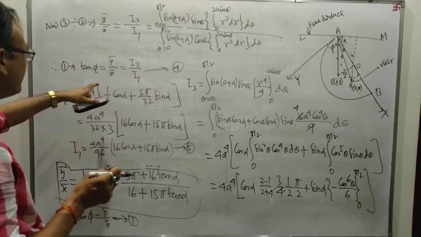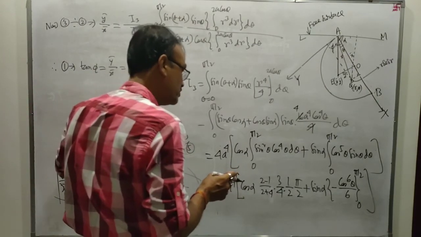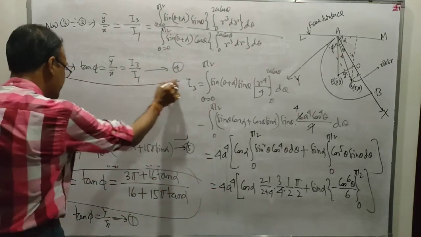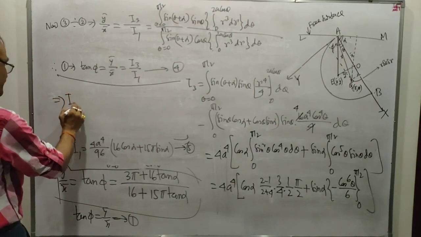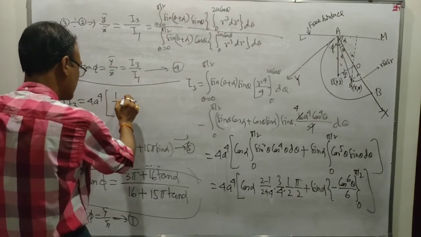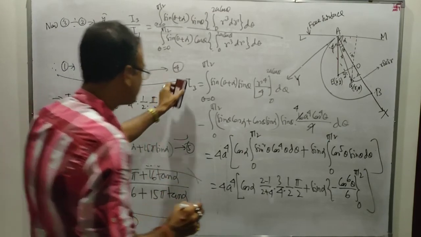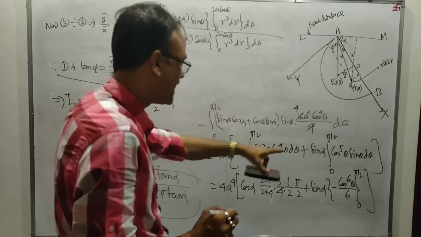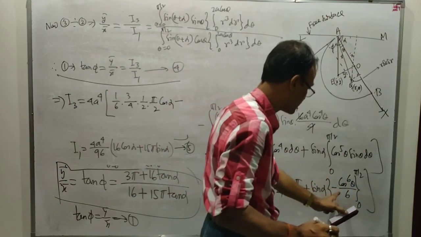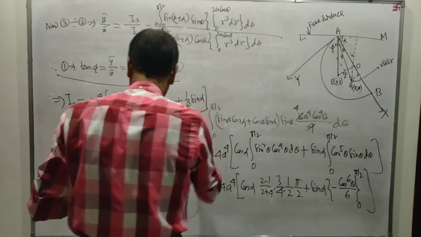I1 is equal to this, number 4 will have to be applied. Now, let me write like this. I3 is equal to this. This means I3 equal to 4a to the power 4, 1 by 6, 3 by 4, 1 by 2, pi by 2, into cos alpha, plus, pi by 2 means 0, cos 0 is 1, simply 1 by 6 sin alpha.